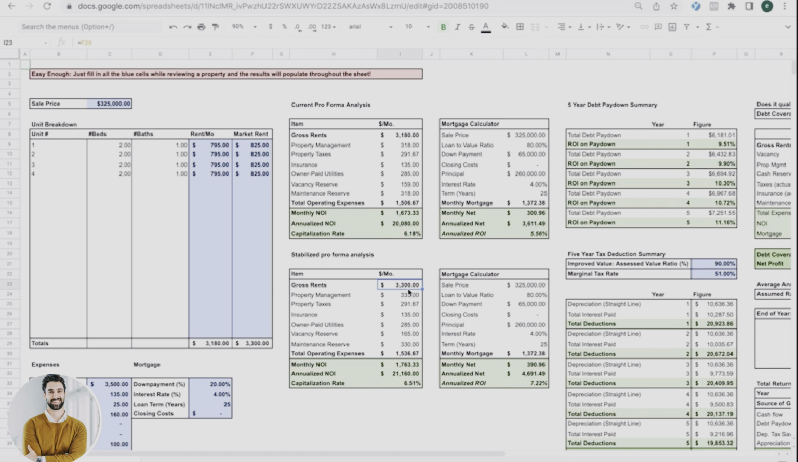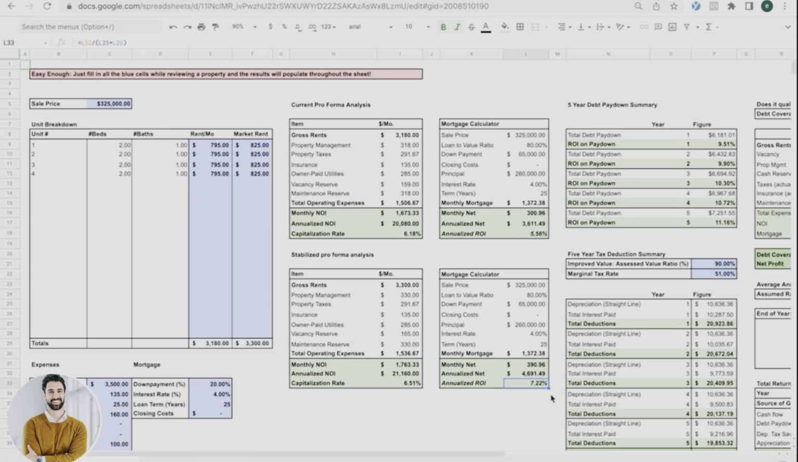Now, once you raise the rents to $3,300, assuming all the expenses are in line with what you have here, then your cash flow goes up to $4,691 a year, and a 7.2% return on investment as far as cash flow goes. So that's the key set of metrics when you're analyzing a property's financials.